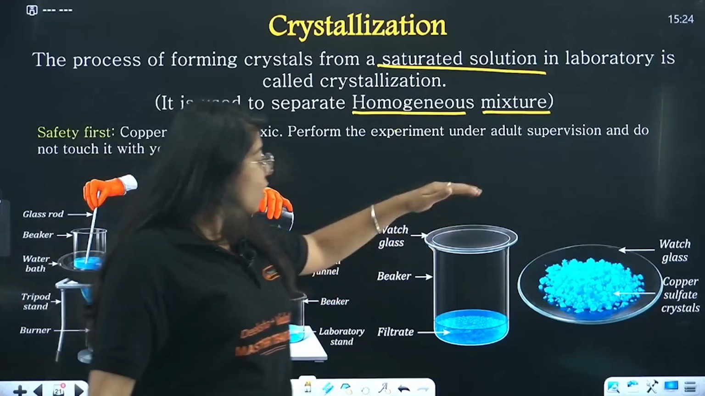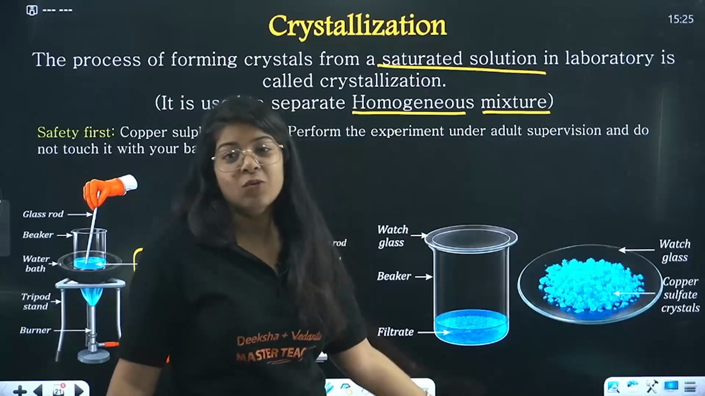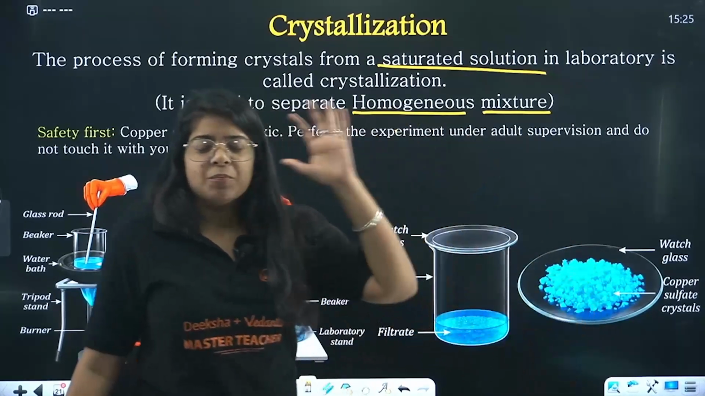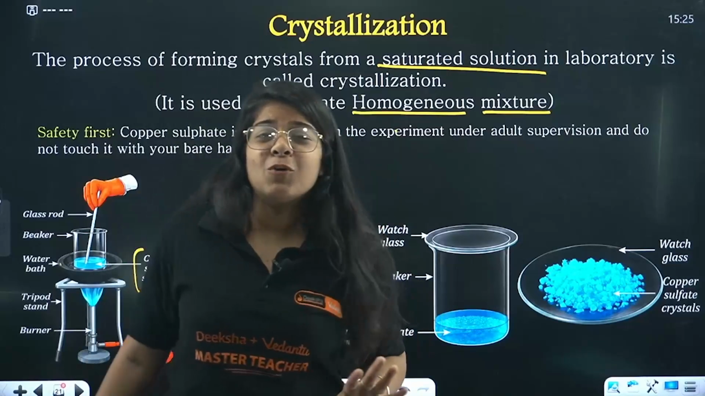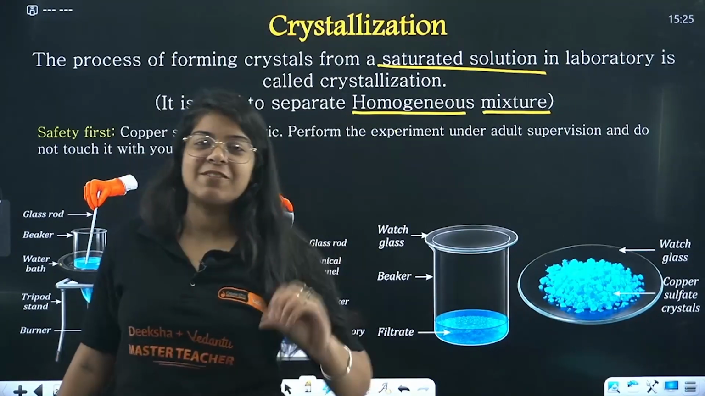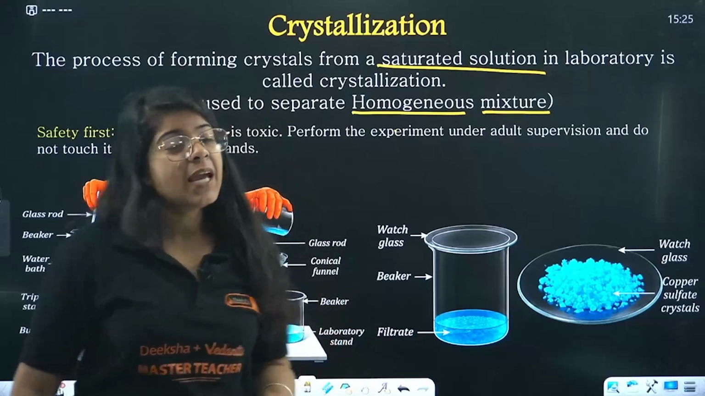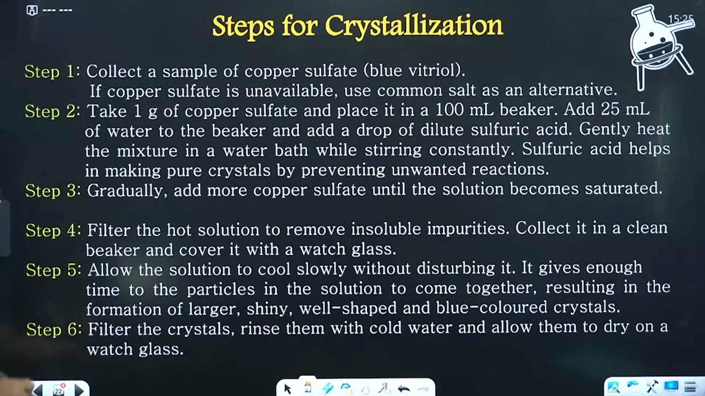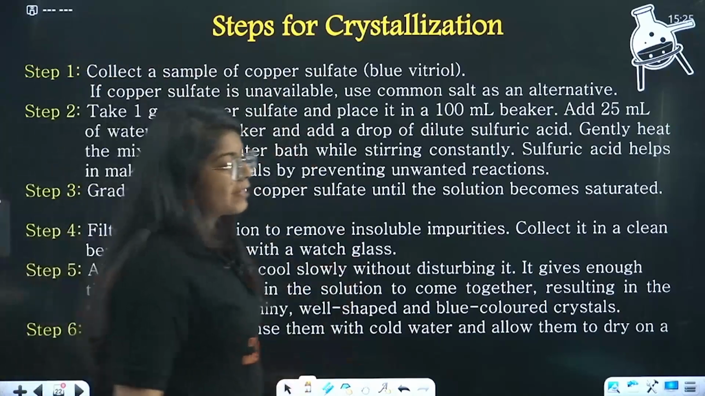Now you cover it with a watch glass and let it cool down, and once it cools, very pretty small bright blue copper sulfate crystals will be formed. They look so beautiful if you have ever seen them in your labs. So this is the whole process step by step. If you want, you can take a screenshot. This just basically explains it.